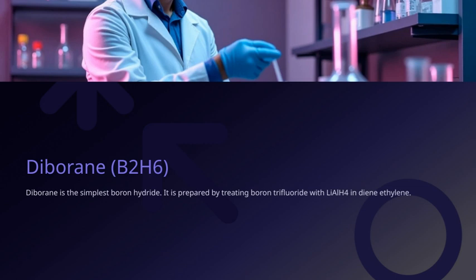To produce diborane, we start with boron trifluoride, or BF3, and react it with lithium aluminium hydride, or LiAlH4. This reaction typically takes place in a medium like diethylene glycol dimethyl ether, which helps facilitate the process. The key point here is that diborane's preparation involves these specific reagents and conditions, highlighting how boron hydrides can be synthesized through reduction reactions. Understanding this process ties into the bigger picture of how boron compounds behave and how they can be manufactured for various applications. So, in essence, diborane's simplicity makes it an important reference point when studying boron hydrides overall.